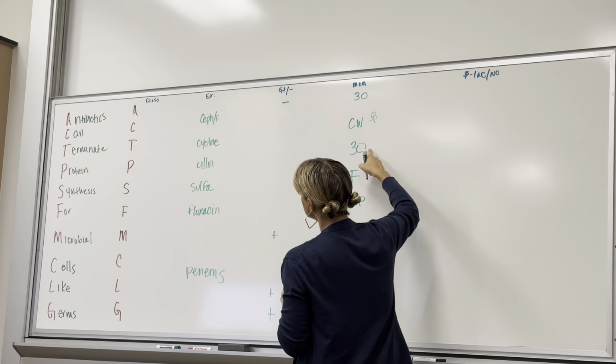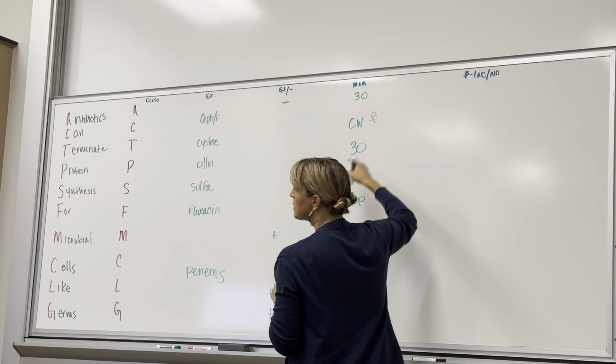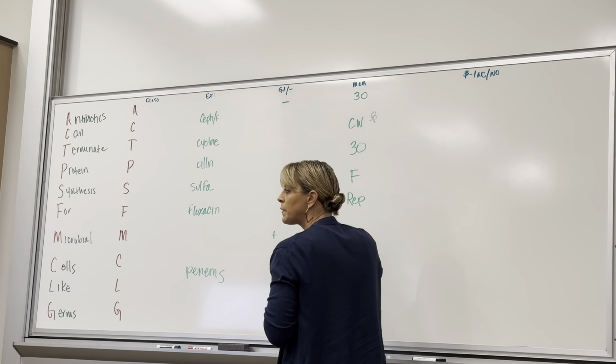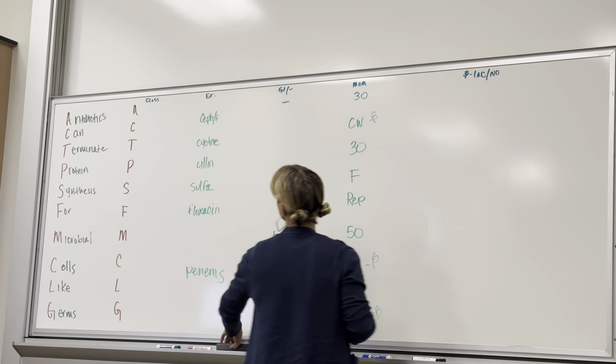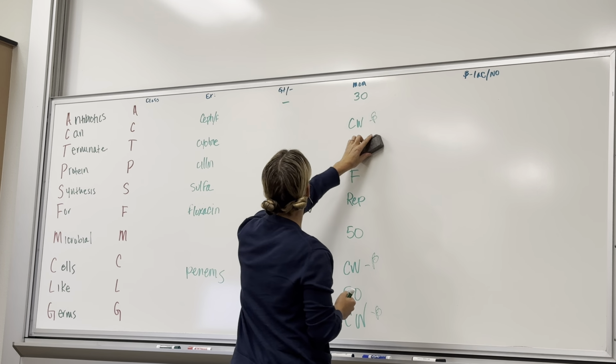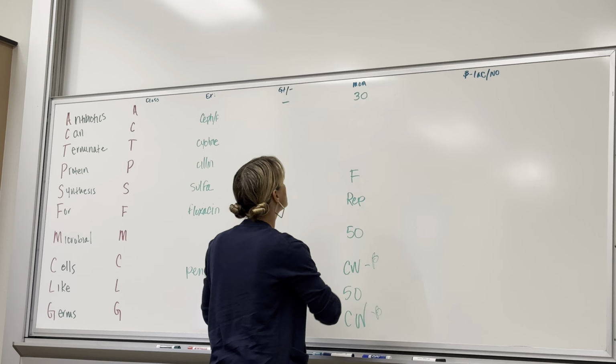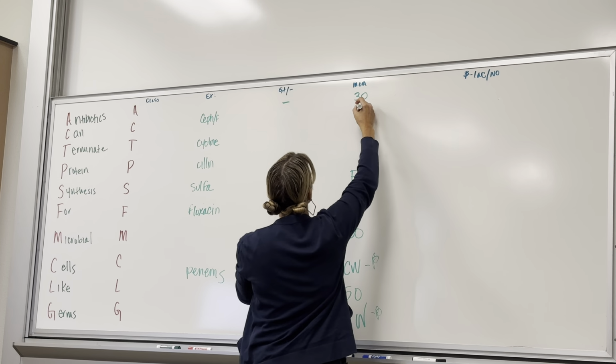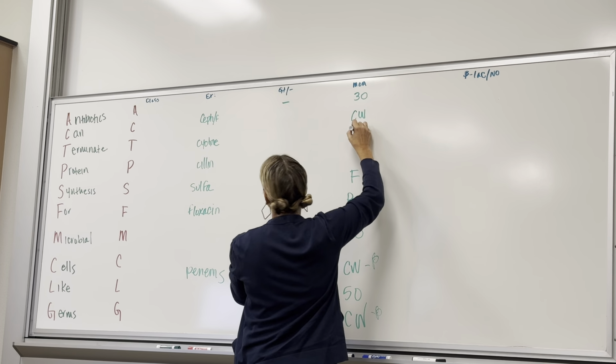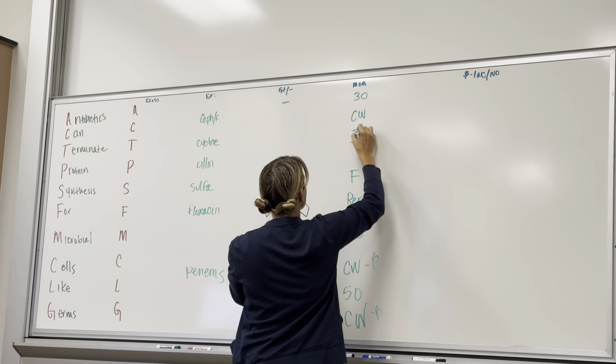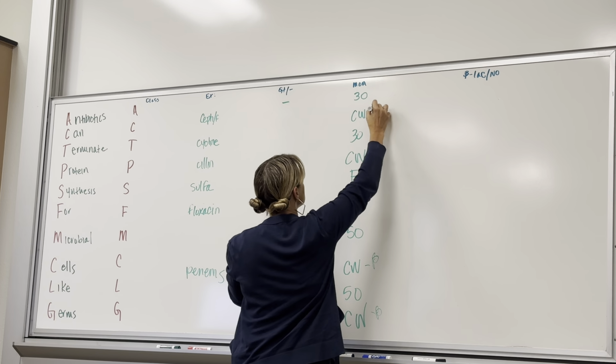Replication. Why did I put psyllins for 30? Am I missing one? Is that why? Oh yeah, it's because I put these too far apart, right? Yeah. Okay. So it goes cell wall, and then 30, and cell wall. Beta.